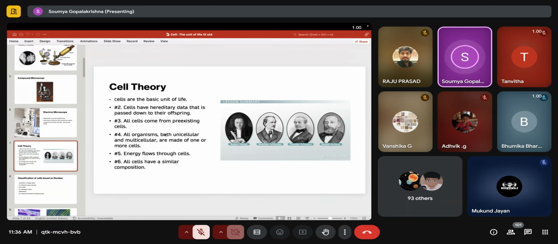Then the second one is that the cell is the functional unit of life. Any function which is happening in the body is mainly because of the cell. For example, let us take food. When you eat your food, you chew your food, right?